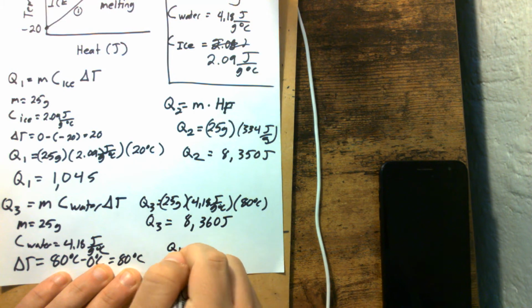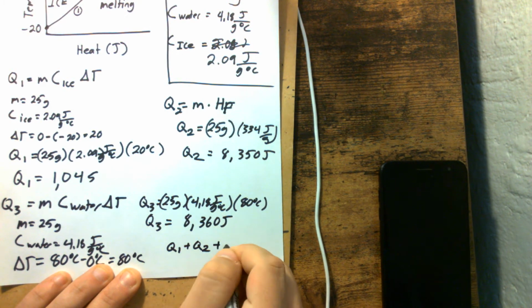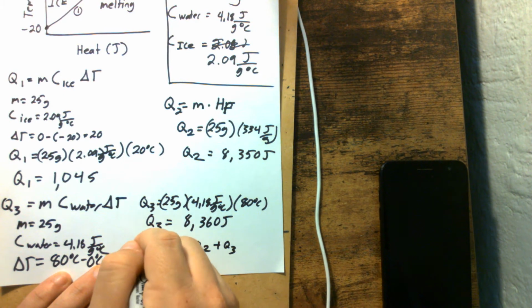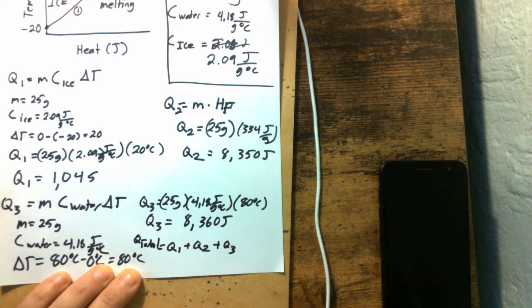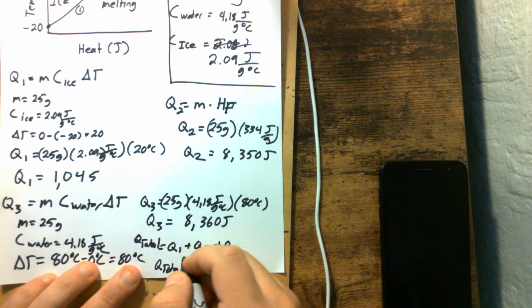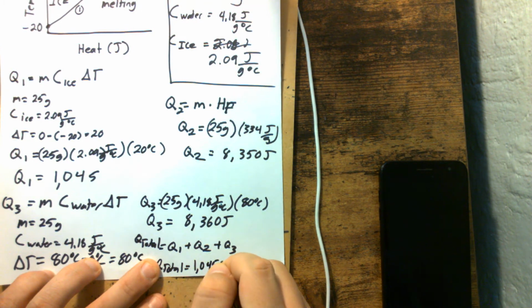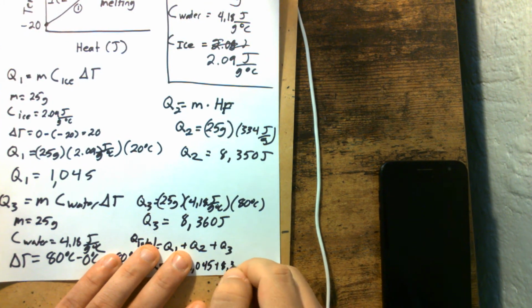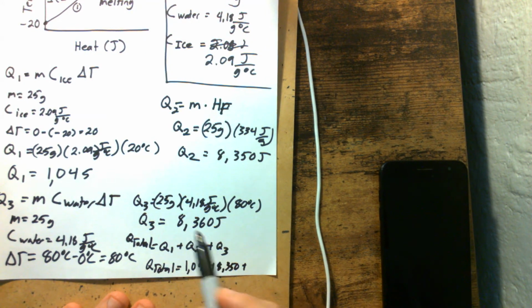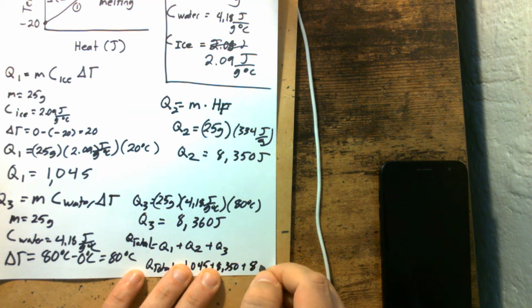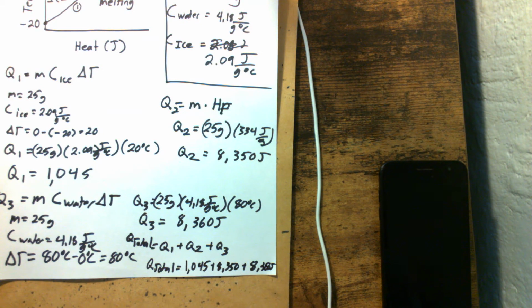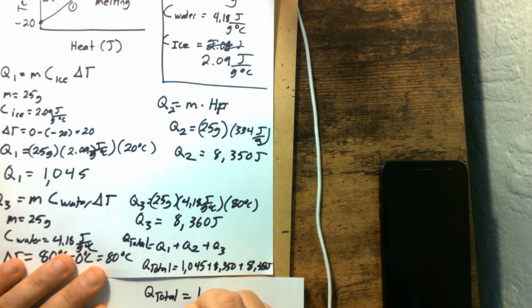So for our last part, we're going to do Q1 plus Q2 plus Q3 is equal to our Q total. So Q total is going to be Q1, 1,045, plus Q2, 8,350, plus Q3, which we found is 8,360 joules. So when we add these together, we should get 17,755 joules. And that's our total for Q.